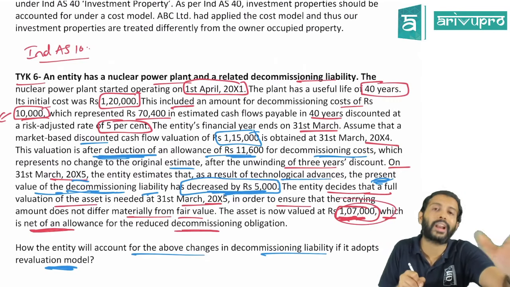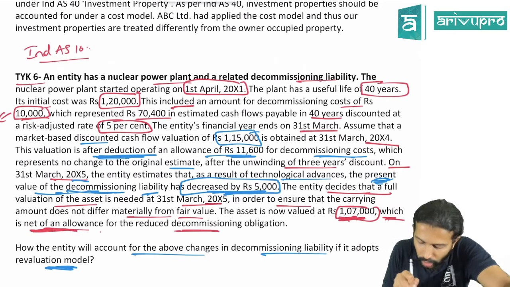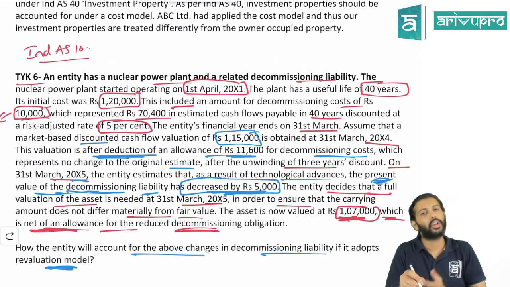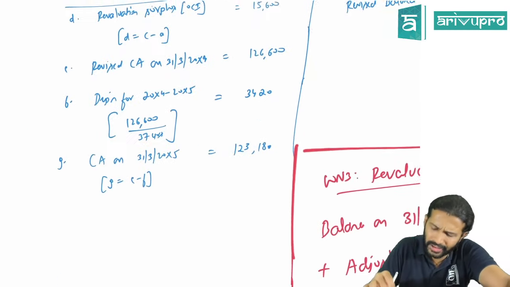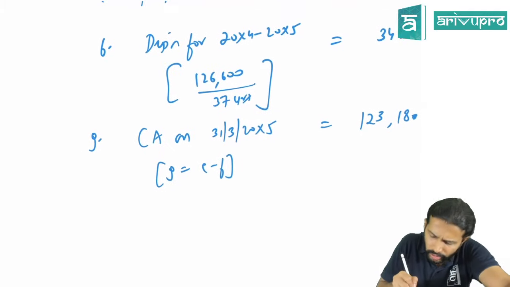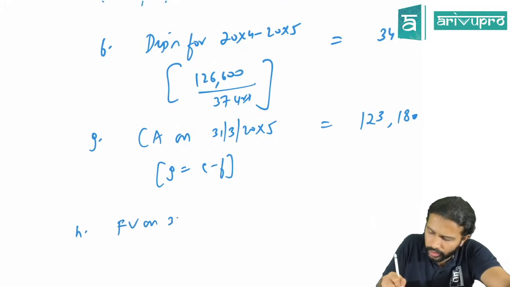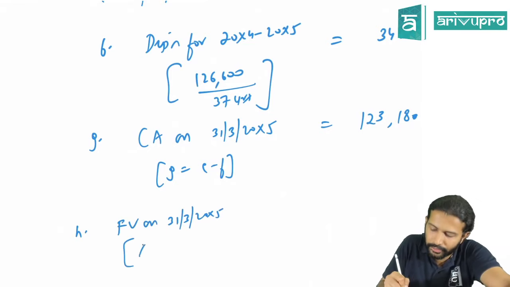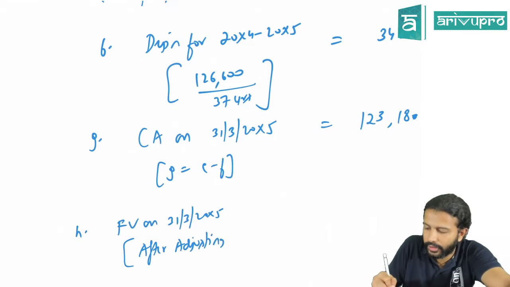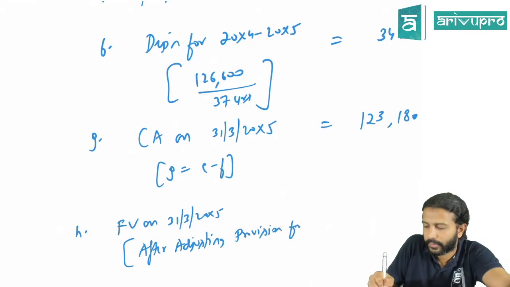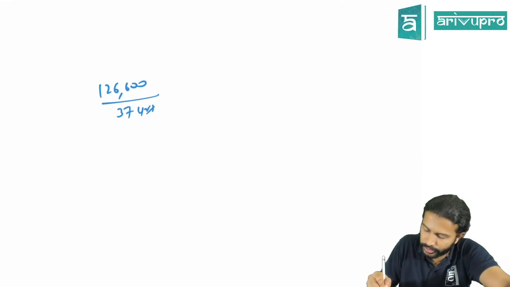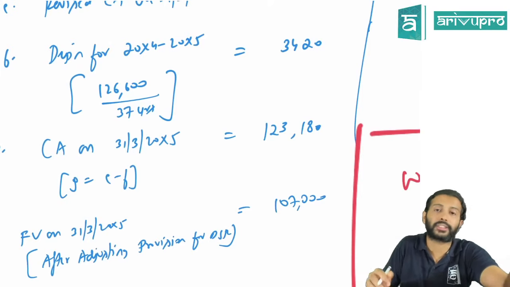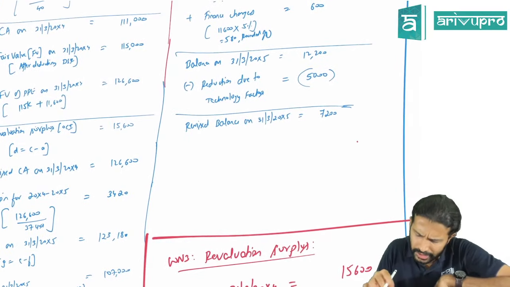That price they are saying is 1,07,000. How can I tell? They clearly told us it is net of allowance for the reduced decommissioning obligation. So they have reduced this DSR cost. After reduction, the fair value is 1,07,000. Same working note we need to do here also again. So I will write here fair value on 31st March 20x5, but this is after adjusting, after deducting provision for DSR. After adjusting, the fair value of the asset they told us is 1,07,000 rupees. So they have deducted the provision for DSR liability. How much have they deducted? Check how much is the balance in DSR.